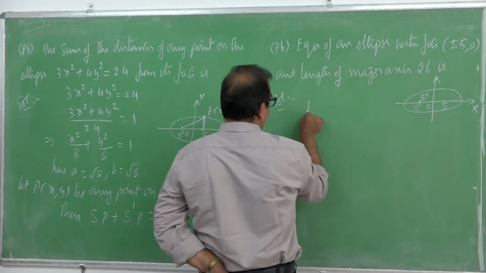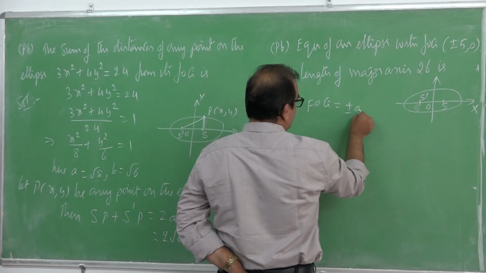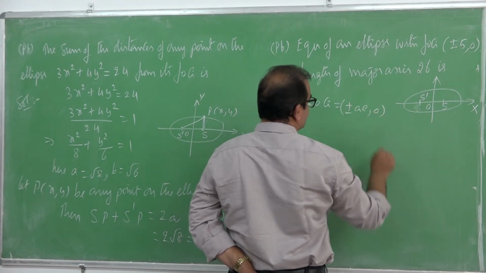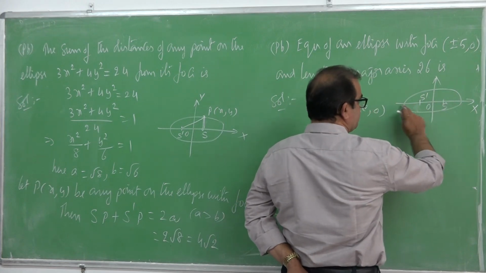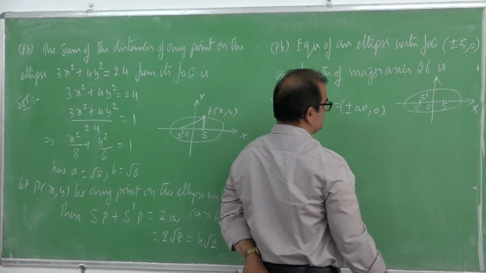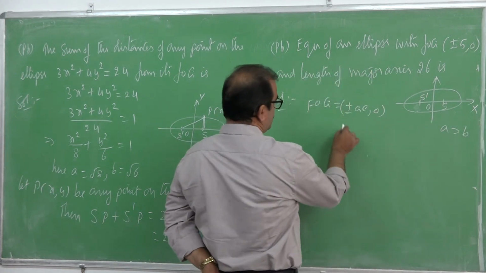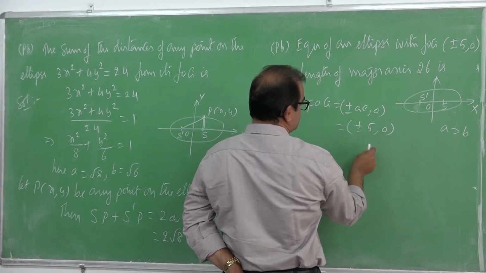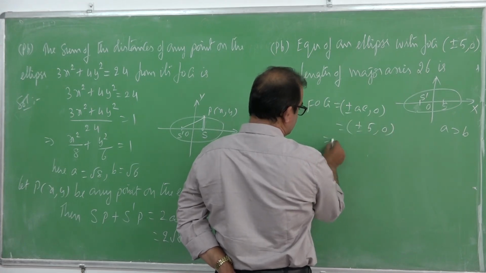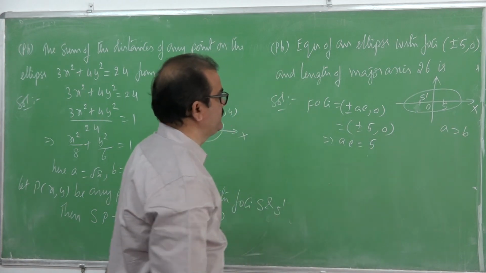What is the formula for foci? Plus or minus AE, 0, if A greater than B. If foci lies on x axis, major axis becomes x axis. So here A is greater than B. What is foci given here? Plus or minus 5, 0. So AE is equal to 5.